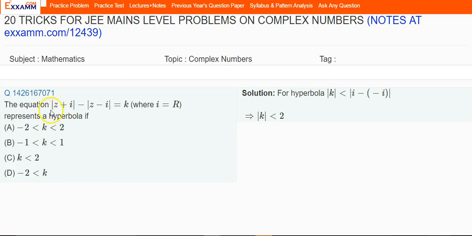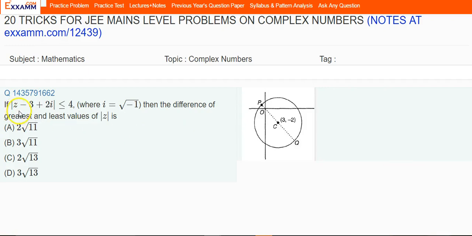The question in exam would be like this, that modulus of z plus 5 minus modulus of z plus 3 is equal to 7. So we have to solve the equation and find the locus of z. So we have to just remember that the first condition we have to check is whether modulus of k is less than modulus of z1 minus z2.